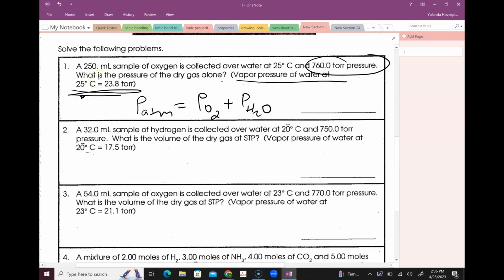So the water one is given, so all you do is 760 is equal to the partial pressure of oxygen, which is your unknown, plus the 23.8. And then all you do is subtract, and that's it.